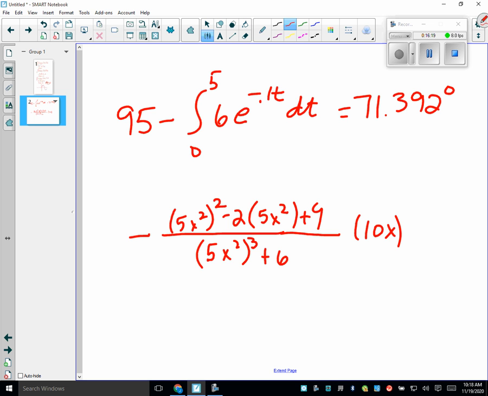Do you have a giant eraser? Here. Oh, okay, I have one.